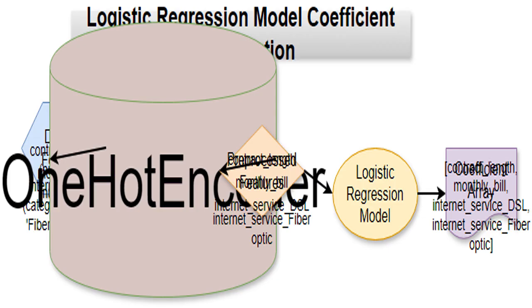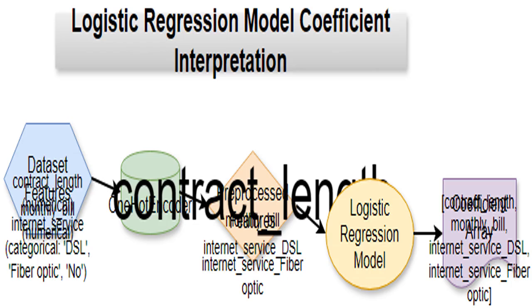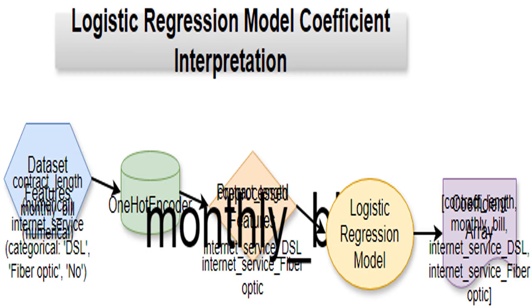It transforms the categorical values into numerical representations. Specifically, it creates new binary, 0 or 1, features for each Internet service type, like Internet_service_DSL and Internet_service_fiber optic. After one hot encoding, this variable remains a numerical feature indicating the length of the contract.